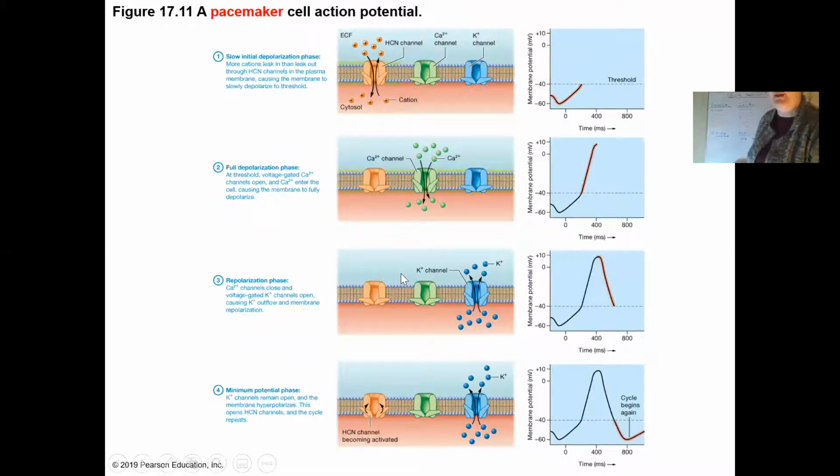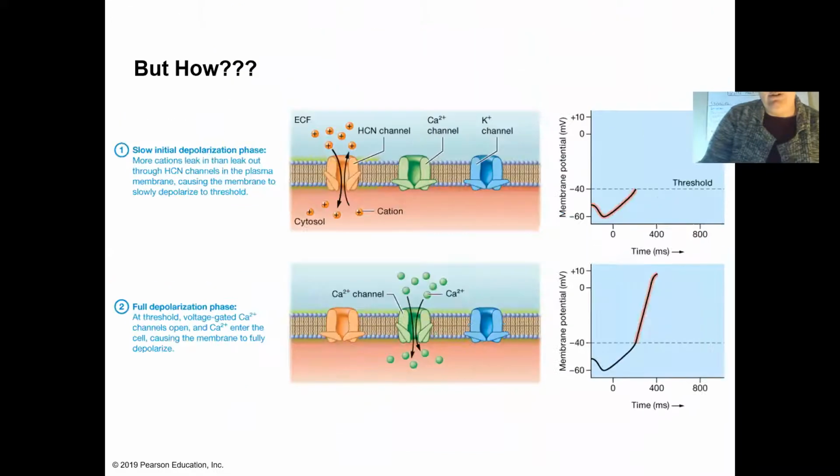So let's go back up here. What channel accounts for the main depolarization? Calcium, right? Whereas in skeletal muscle, it was sodium. And also, what's getting us to threshold? It is those leak channels. The only thing that's truly similar here is that potassium is bringing us back to resting membrane potential. That's the one thing that's the same.